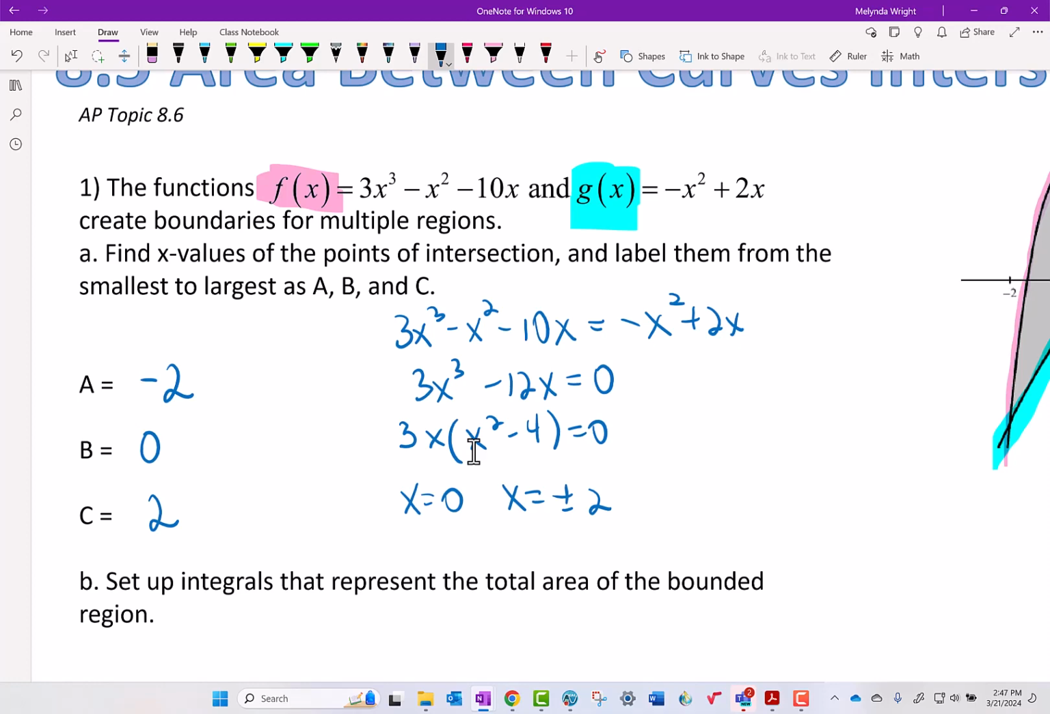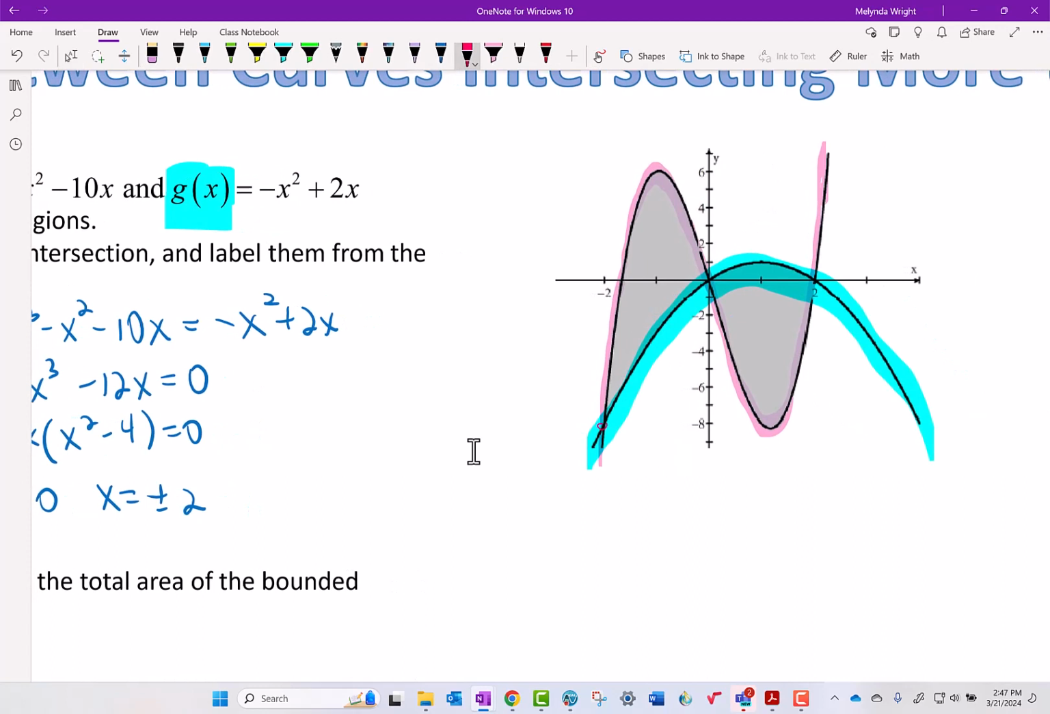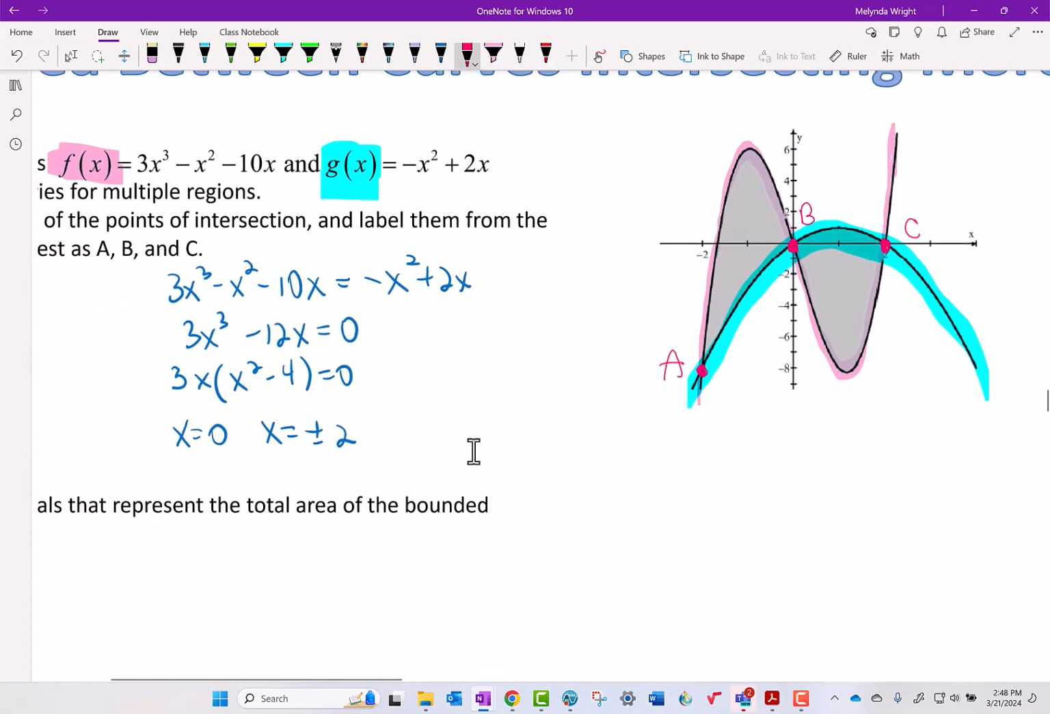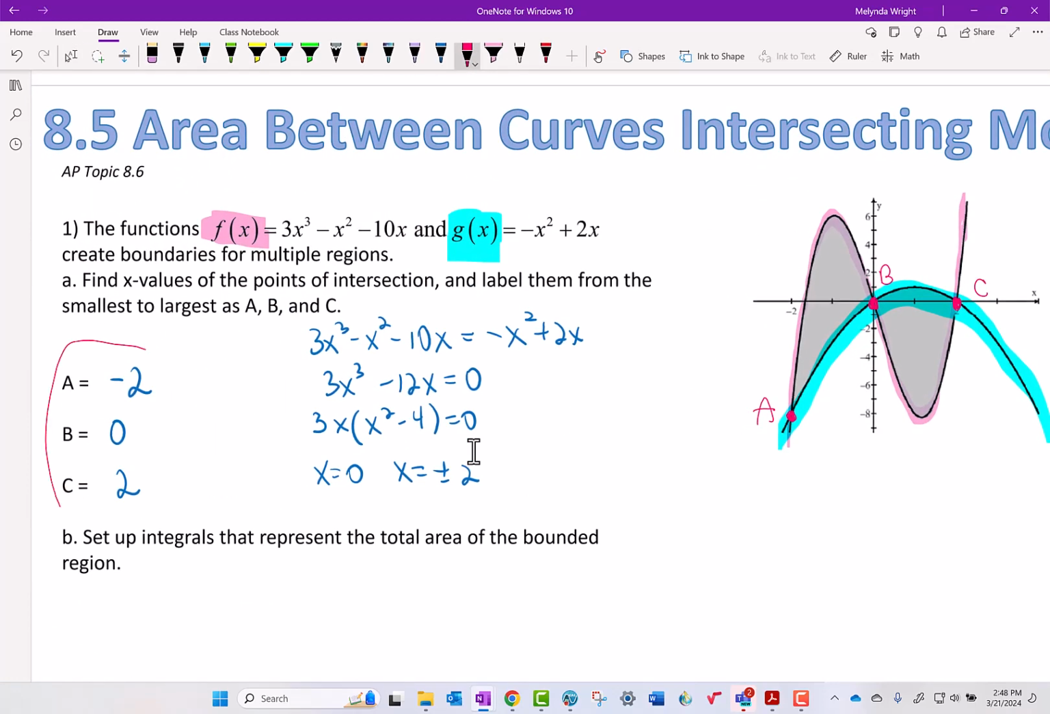So let's go over to our graph, and let's do that. This point right here was the intersecting point A. This point right here was the intersecting point B. And this point right here was the intersecting point C. And just so that we're aware, since I have labeled these, these are the labels right here.